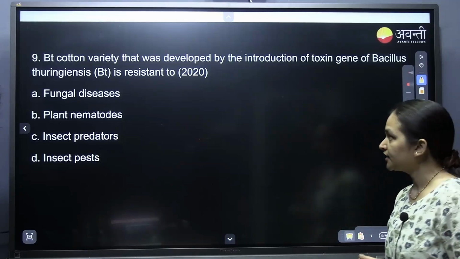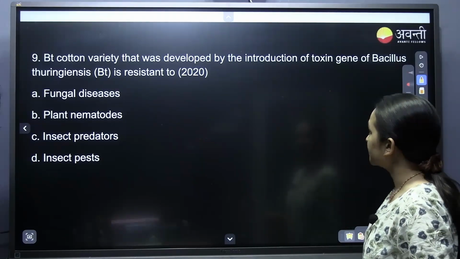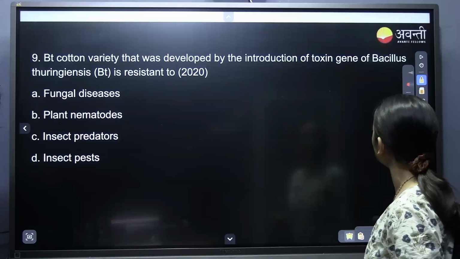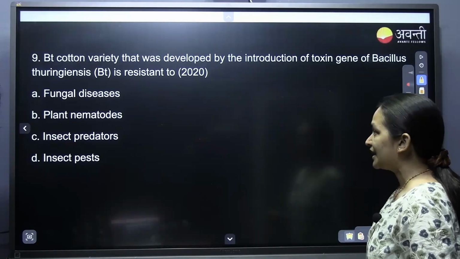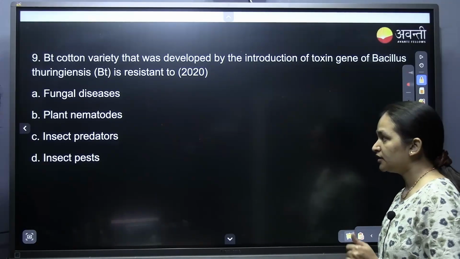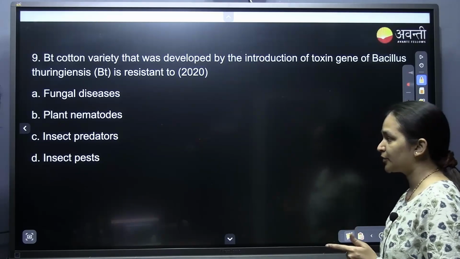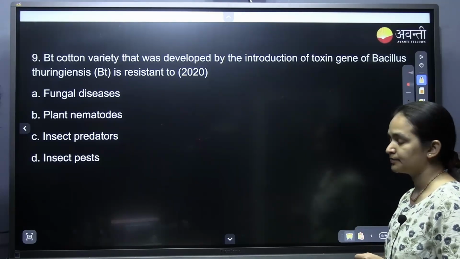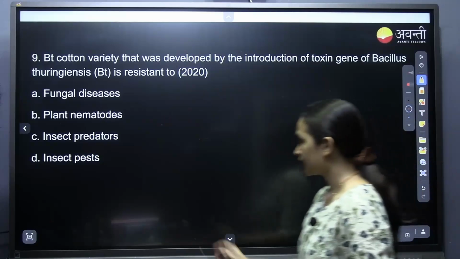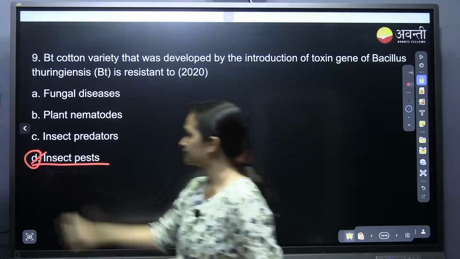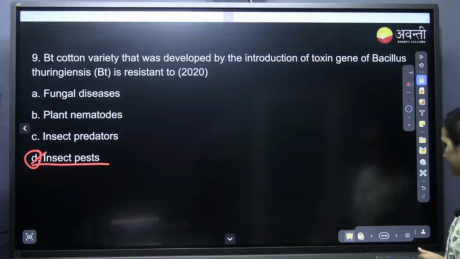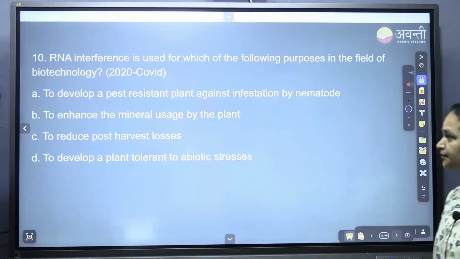Bt cotton variety that was developed by the introduction of the toxin gene of Bacillus thuringiensis is resistant to fungal disease, plant nematodes, insect predators, insect pest. Insect pest. So D is the correct answer. D for Delhi is the correct answer.